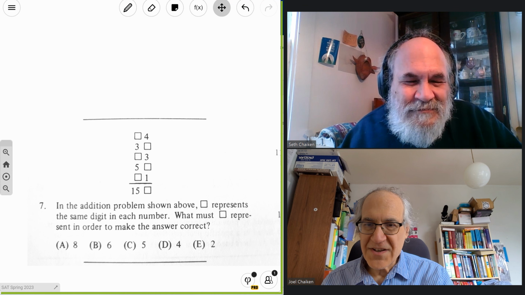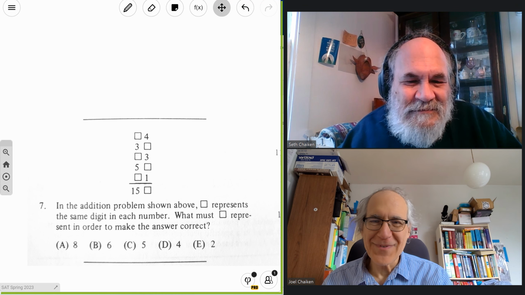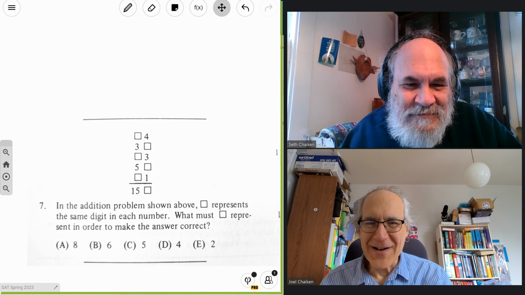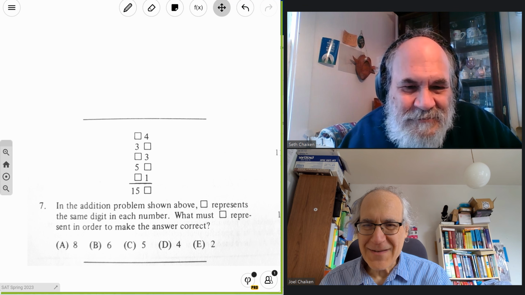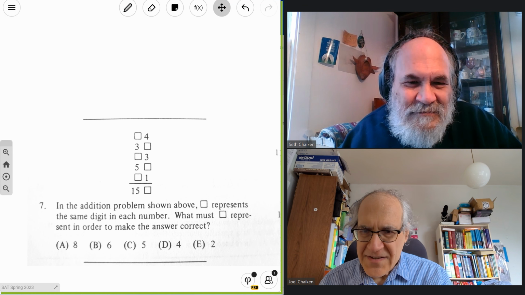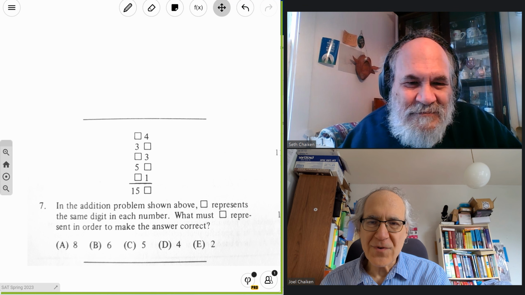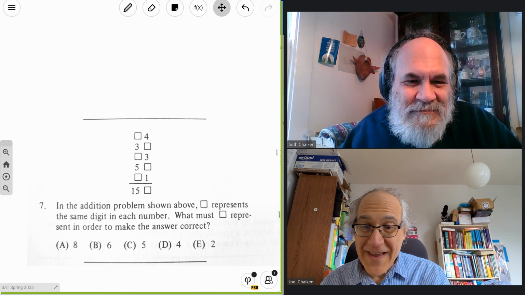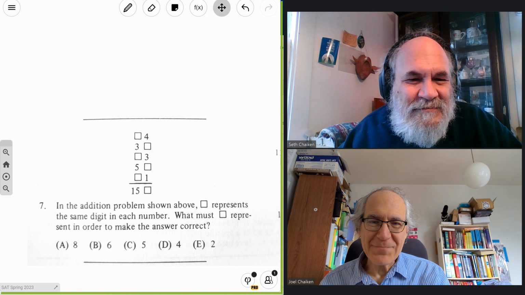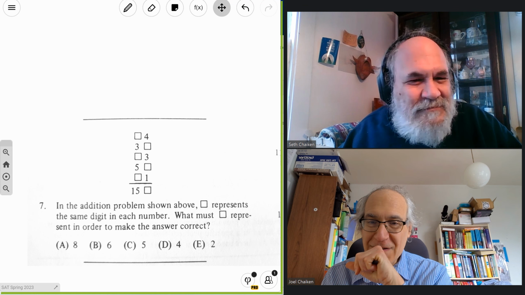Okay. In the addition problem above, the square represents the same digit in each number. What must the square represent in order to make the answer correct? So square is probably not 0. Oh, no, it's not a choice. So square is either 2, 4, or 5. Why don't they make them go up? Why are they playing with us? Why don't they make them go 2, 4, 5? Okay, that's the old SAT.